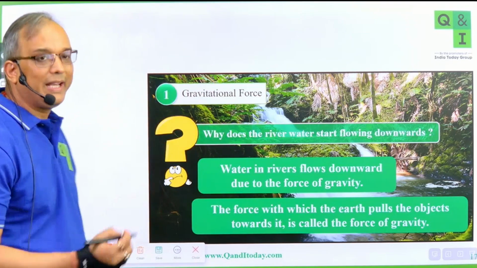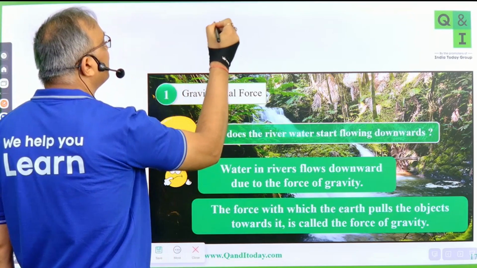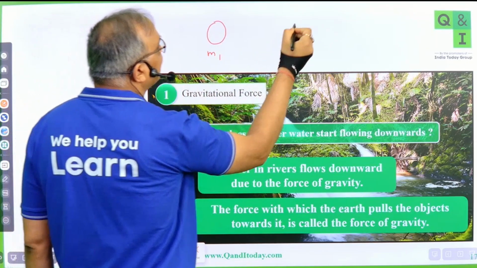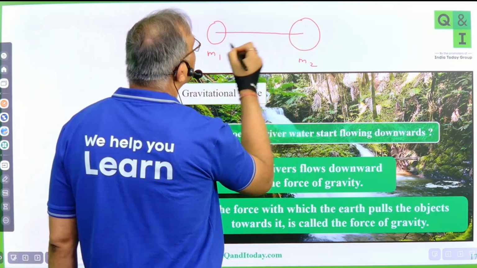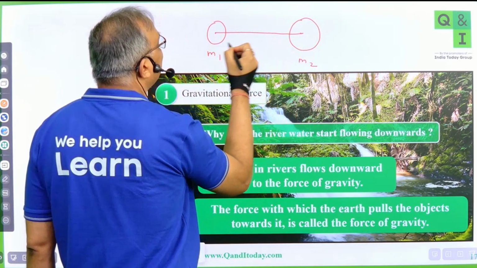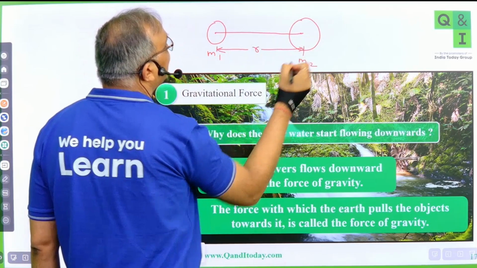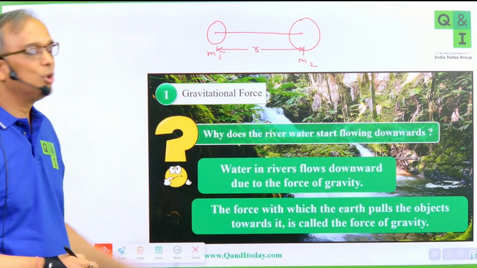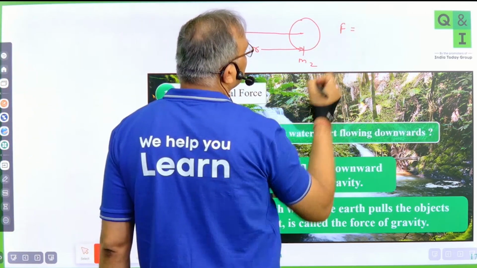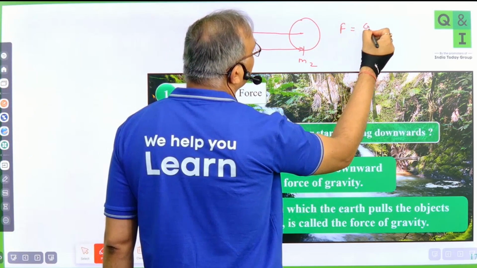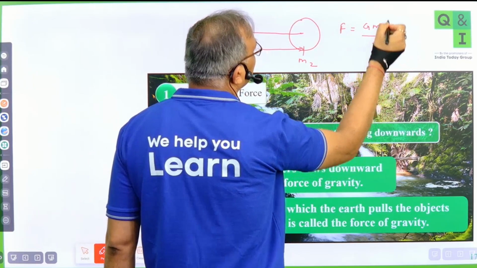So when I say whenever there are two objects, let's say there is this object which has a mass m1 and another object which has a mass m2, and these two objects are separated by a distance r. There will be a force of attraction between these two objects, where this force of attraction is equal to G times m1 m2 over r squared, right?